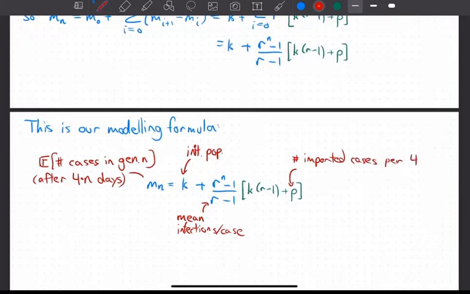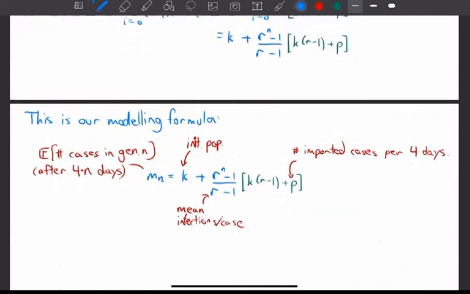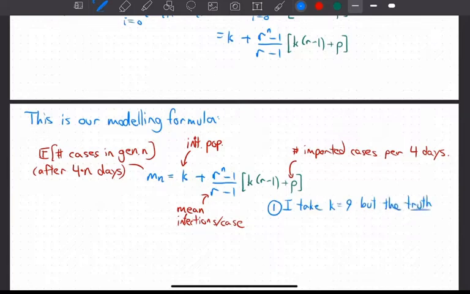Okay, and so I want to make two important points. So one, I said that I'll take k equals 9, but I'm using that number k equals 9 because there are 9 confirmed cases in Quebec, but the truth is it's not about confirmed cases. It's about the number of cases. Right? It's just a convenient number to use as a proxy.